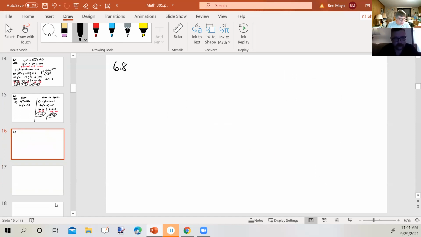6.8, applications of quadratic equations. So we're going to do some applications or word problems or story problems, whatever you want to call it. First of all, I want to do a little bit of geometry review. The area of a rectangle. So area equals length times width.